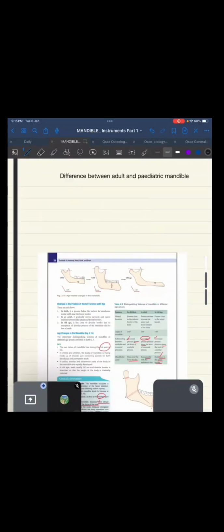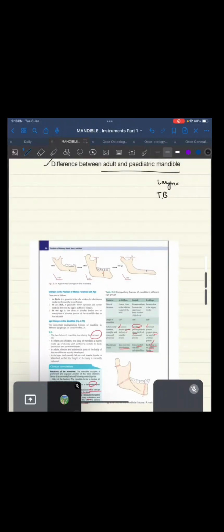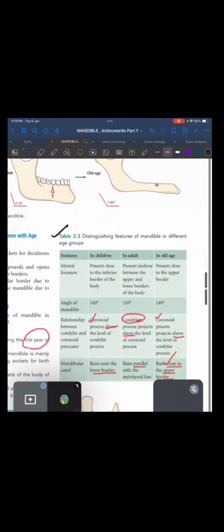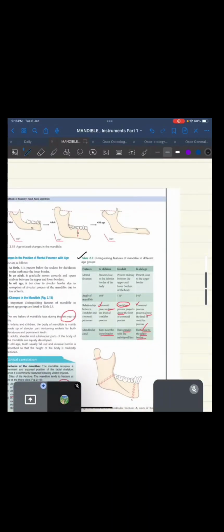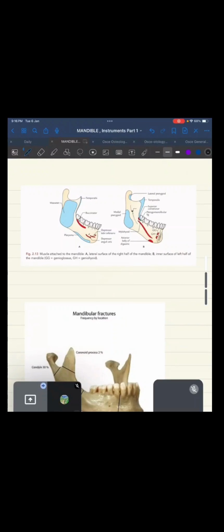Now the second question which can come from mandible is, what are the differences between adult and pediatric mandible? Similar questions can be asked: adult and pediatric larynx, adult and pediatric temporal bone. So in this way, keep on revising, keep on preparing your questions. These are the differences which are given over here. Please remember it. This is from Dhingra only. Okay, so please remember this table. This is important.